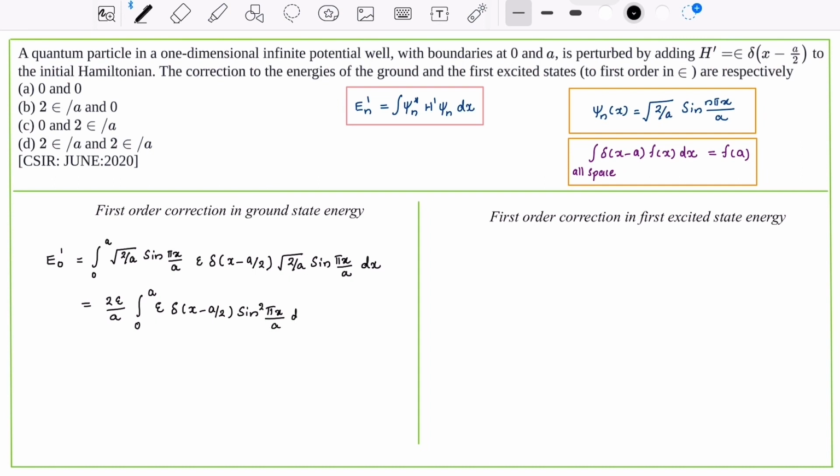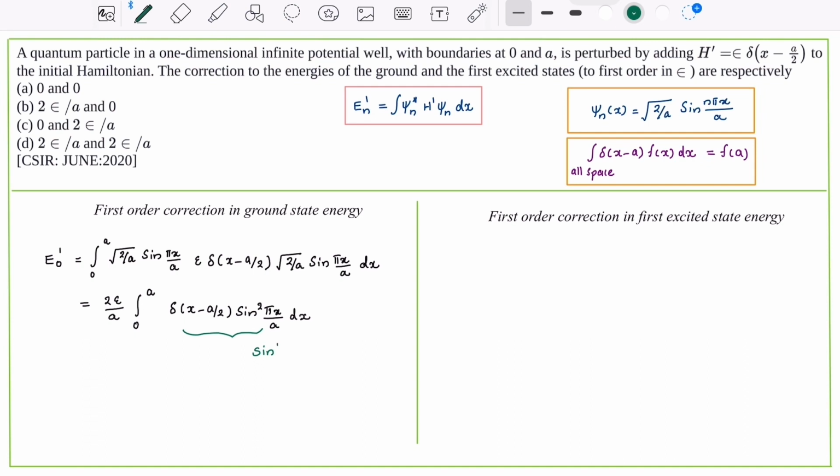We have that the integral over all space of delta(x minus a) f(x) dx is equal to f(a). Therefore, our integral becomes sin square(pi by a into, instead of x, we have a by 2), that is sin square(pi by a into a by 2). Therefore, the first order correction in the ground state energy E01 is equal to 2 epsilon by a into, we can write the integral as, sin(pi by 2) whole square. That is, the first order correction in the ground state energy is 2 epsilon by a.